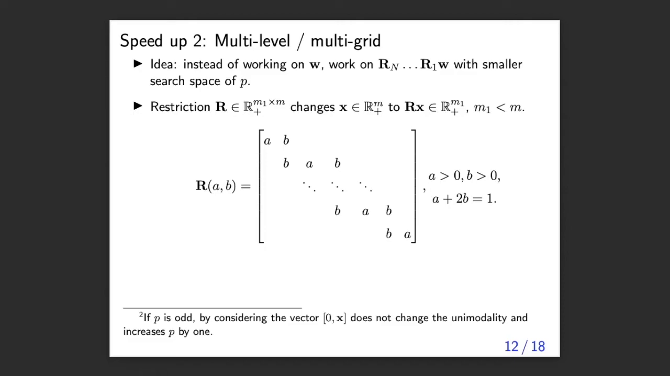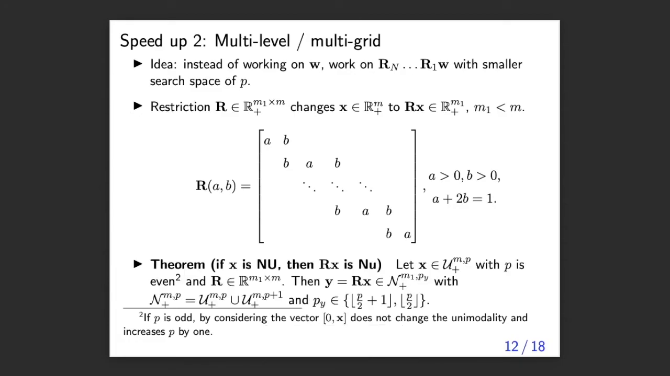Now move to the dimension reduction, that is the multigrid. The idea is very simple. Instead of working on W, a long vector, we work on a restricted version. That is, we multiply matrix R, make this vector shorter. So R looks like this. And why doing multigrid? Well, because this R preserves NU.